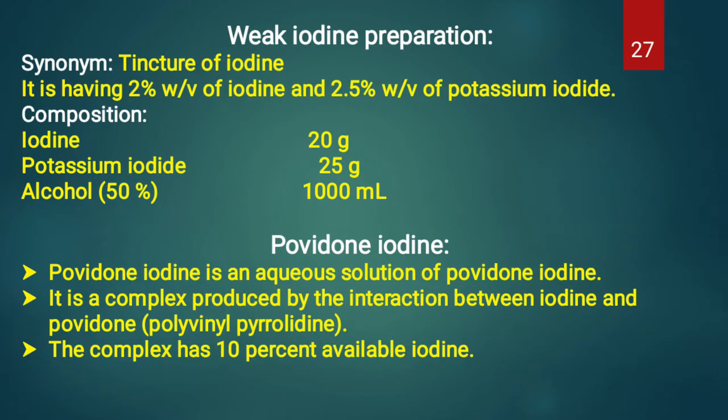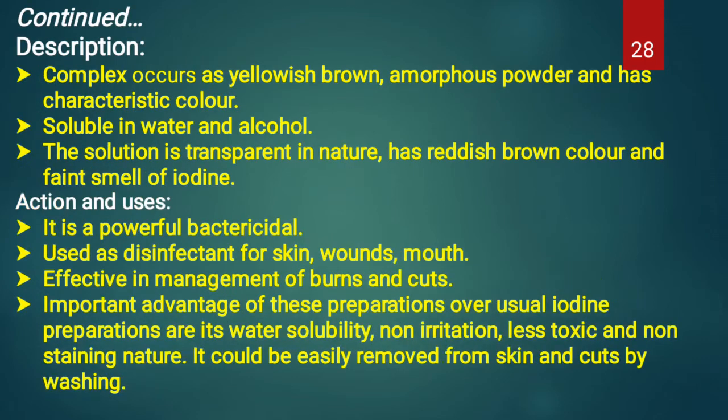It is a complex produced by the interaction between iodine and povidone. It is basically the combination of polyvinyl pyrrolidine. The complex has about 10% of available iodine. It occurs as yellowish brown amorphous powder and has a characteristic color. It is soluble in water and alcohol. The solution is transparent in nature and has reddish brown color and faint smell of iodine.